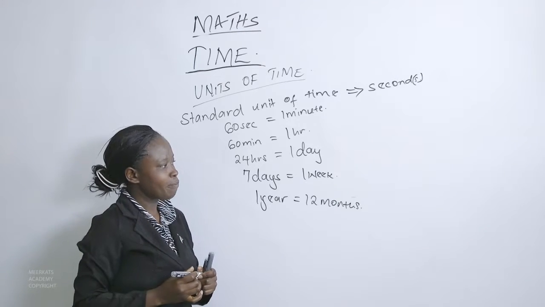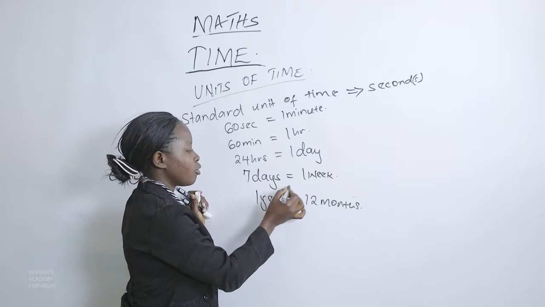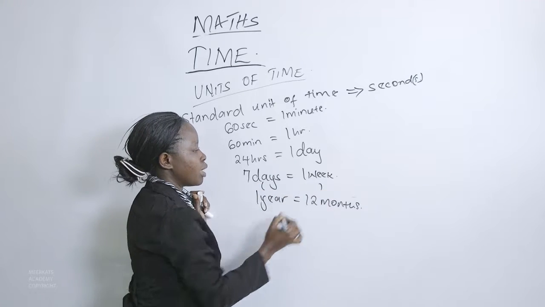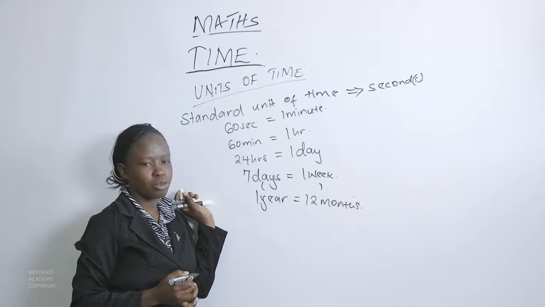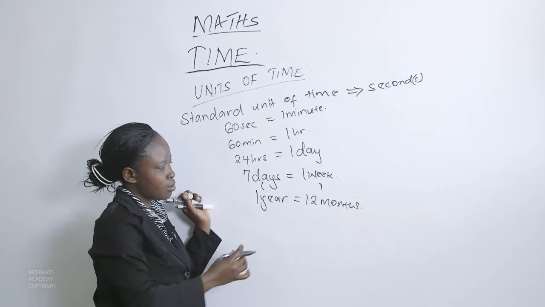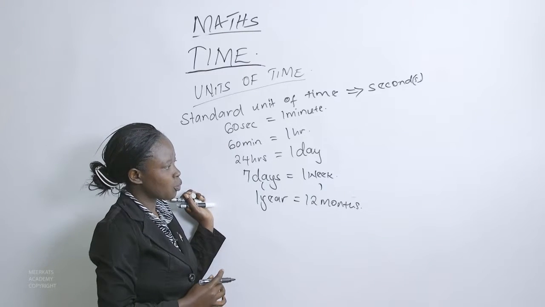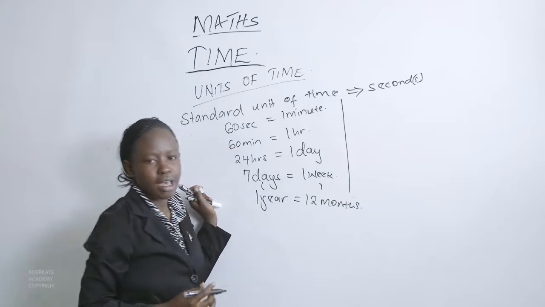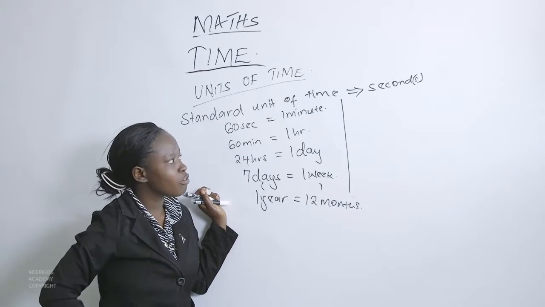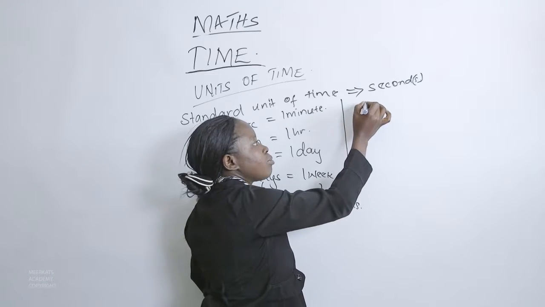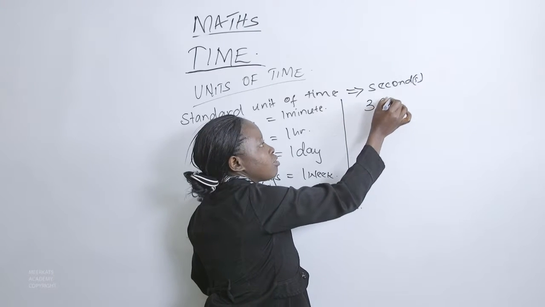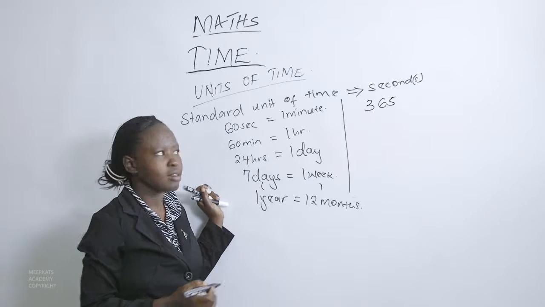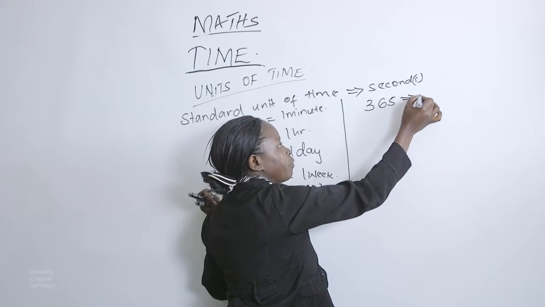So from here, you discover that we've not converted the weeks to months. And we have a situation whereby we have what is known as an odd day. We've just said that a year is made up of 365 days when it is an ordinary year.